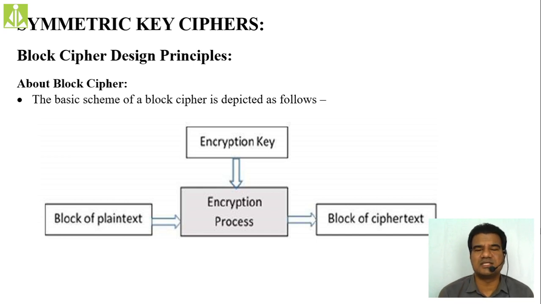The first concept in your second unit is symmetric key ciphers. Ciphers means algorithms. We give this name because the algorithm gives you the cipher, the converted form of your plain text. So whenever I say cipher, you have to assume it as an algorithm. A symmetric key cipher is an algorithm which uses only one key for both encryption and decryption. The same key is used for both.